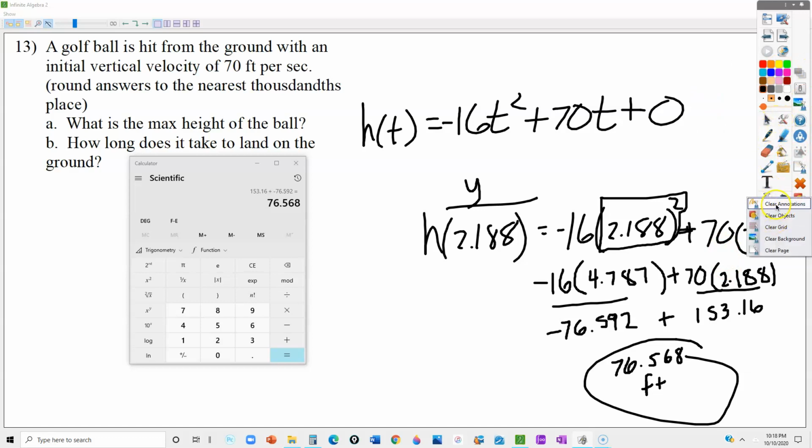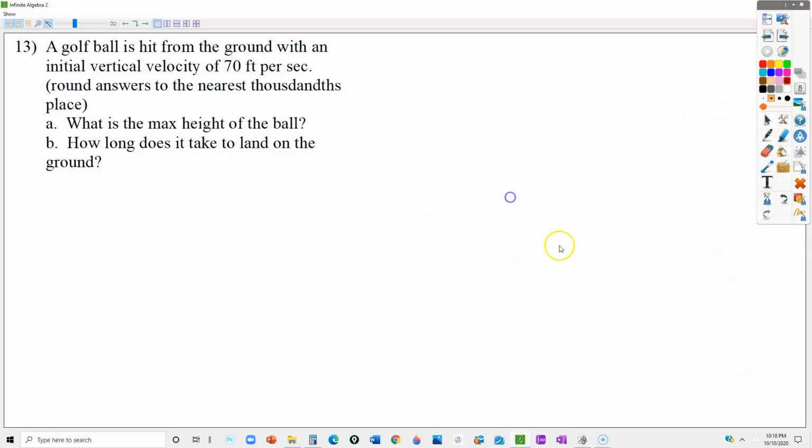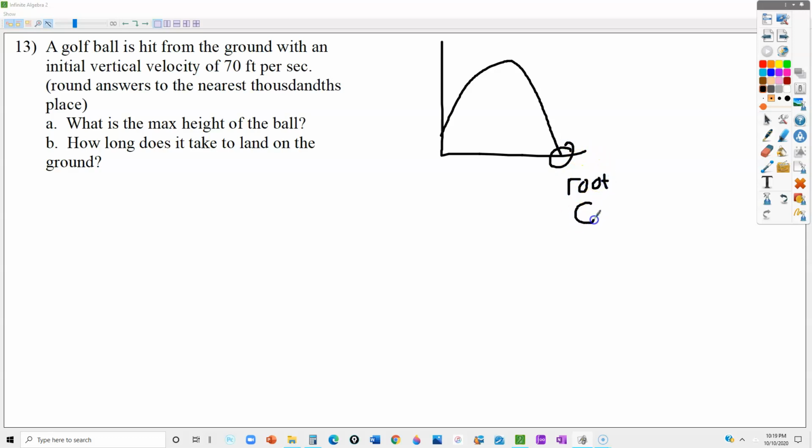So next thing we'll do is we'll go ahead and move on to part B of this question, which asks us how long does it take to land on the ground? Well, if you think of an object that's been launched and it lands on the ground, what we're really looking for is the roots, and the way that you do that is with the quadratic formula.